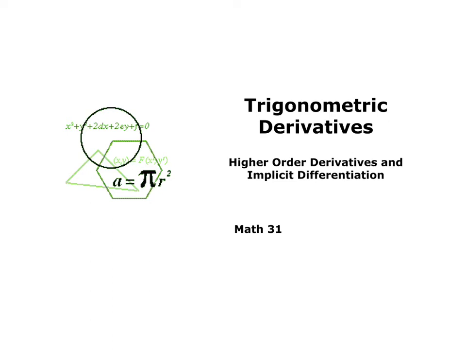Okay, we're going to move on to our last part of trig derivatives. In the last lesson we took care of figuring out how the trig derivative works. So we had derivative of sine was cosine, derivative of cosine was negative sine, and all the rest. And we looked at product rule, chain rule, quotient rule, all the things we learned before. So now today we're going to wrap up trig derivatives by doing higher order and implicit.